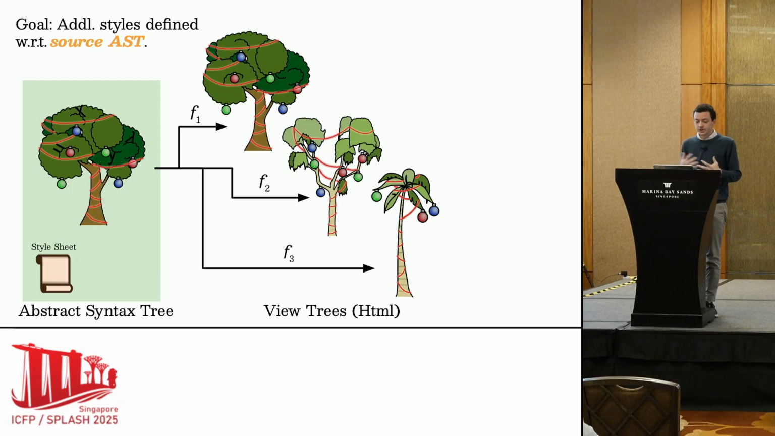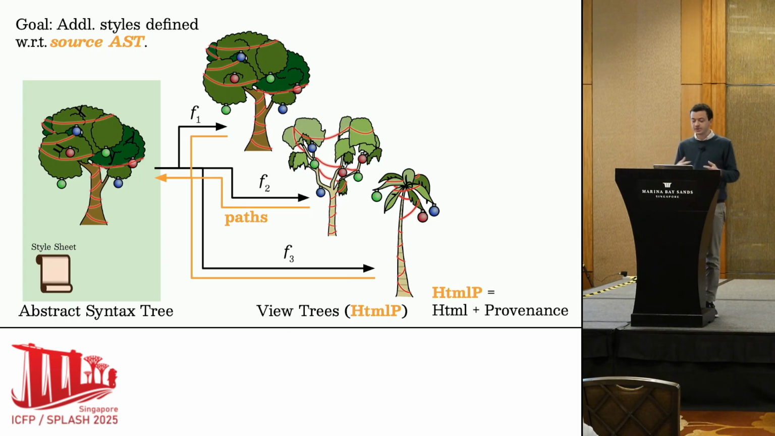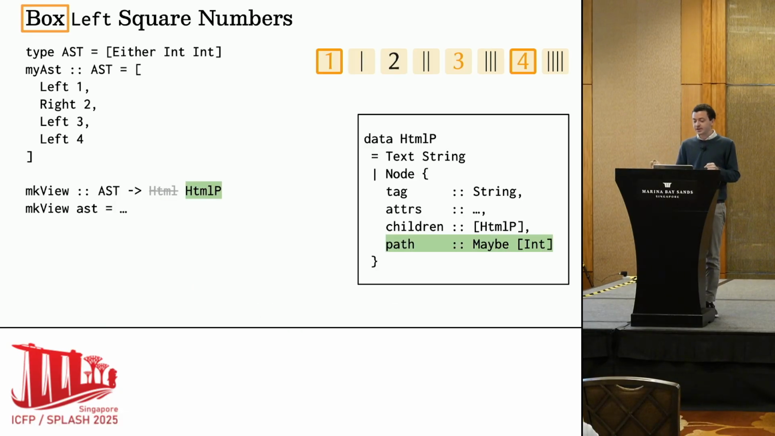And so what we want to do to correct this is introduce some kind of bidirectionality between the abstract syntax tree and the view. We add this backward path, which allows the style sheet to reference both values in the AST and structure in the view. And so instead of targeting HTML, we're going to target this thing called HTMLP, HTML with provenance. And here's a little sketch of what that data type might look like. It's just HTML with all the regular stuff, but we add this path, which points into a value of the AST.